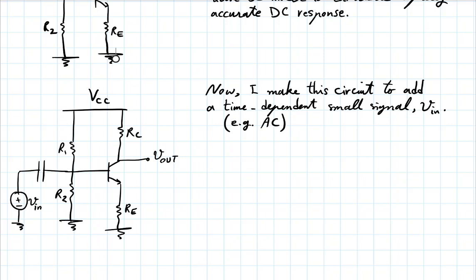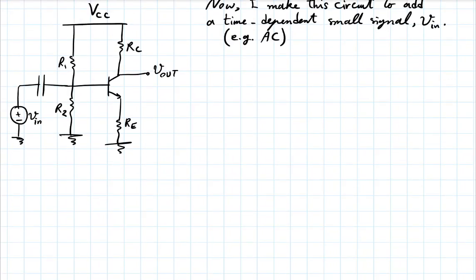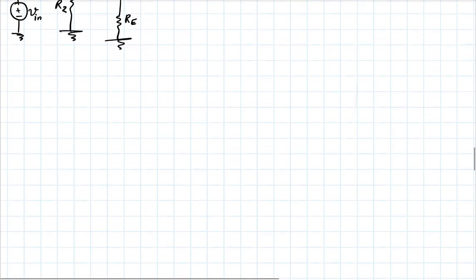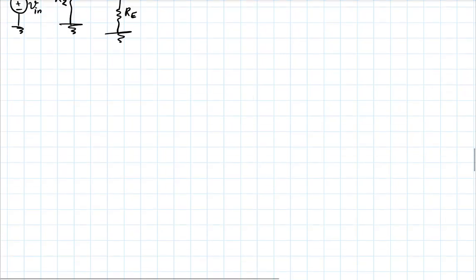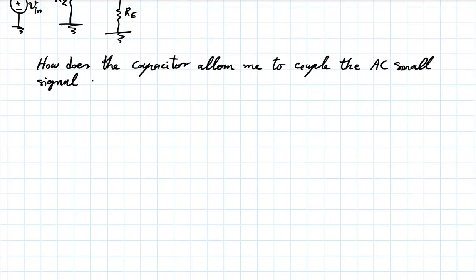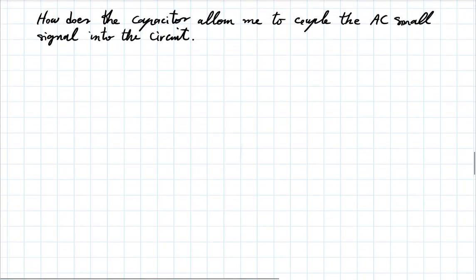But why is it then that I can use a capacitor like that to couple this small signal that is of an AC nature to the circuit? For that, I ask you guys to think about this, or I asked you last time. And by the way, that is called a coupling capacitor. It allows me to couple that. But how does this work? For that, think of this.